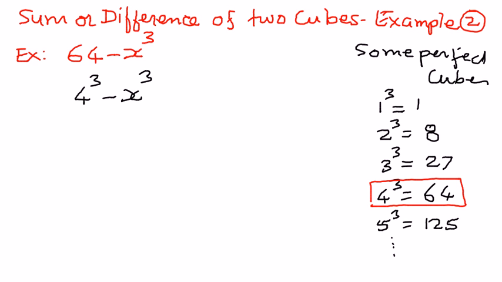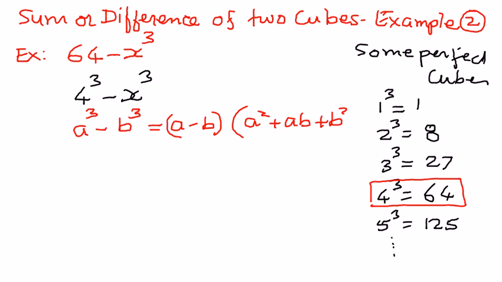The difference of two cubes. And what do we know? The formula we have talked about is, if we have a and b as two terms, and we want the difference of their cubes, the way we can expand it is as follows. We write a minus b times a squared plus ab plus b squared. And what we have in this given problem is 4 cubed minus x cubed, and we want to expand that.